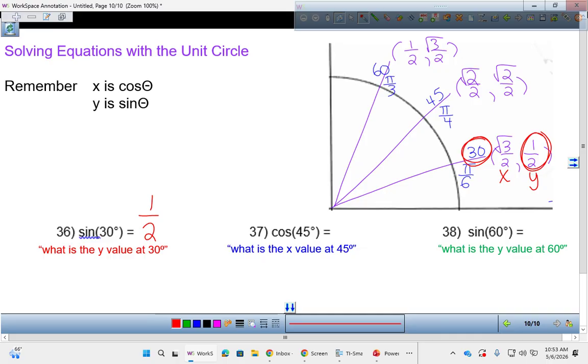Cosine of 45 degrees. Cosine is x values. So what I'm really asking you is what is the x value at 45 degrees? So I go to 45 degrees, and because it's cosine, I look at the x value. So the cosine of 45 degrees is √2 over 2.